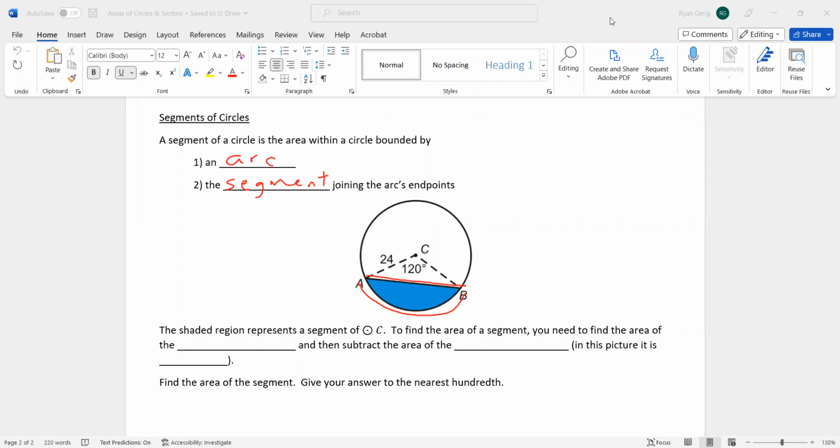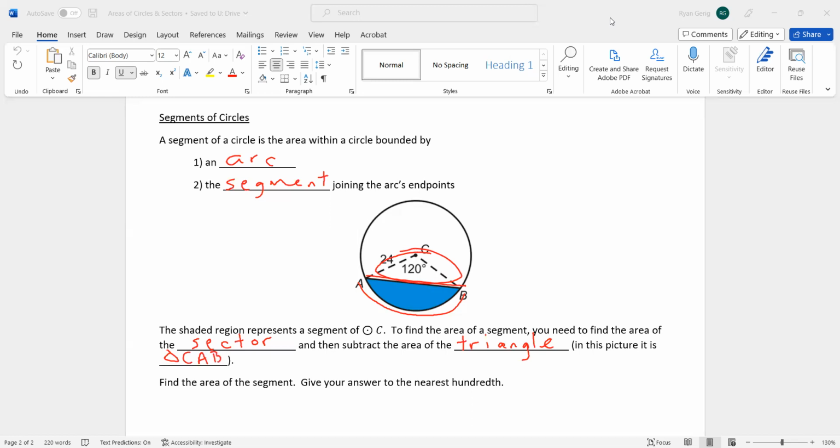To find the area of a segment, you need to find the area of the sector. So keep in mind what a sector is. It's that whole slice. And then subtract the area of the triangle. So I'm going to point out this triangle here. We're going to subtract that. And what's left is the segment. Okay. I said in this picture, it is triangle CAB. So we're going to go ahead and find the area.